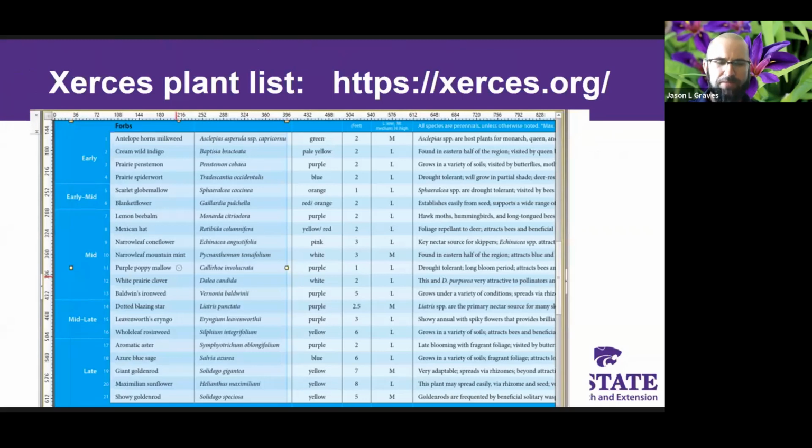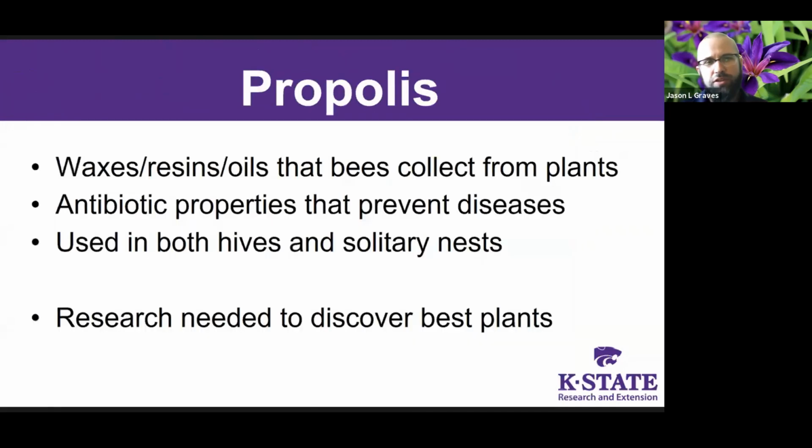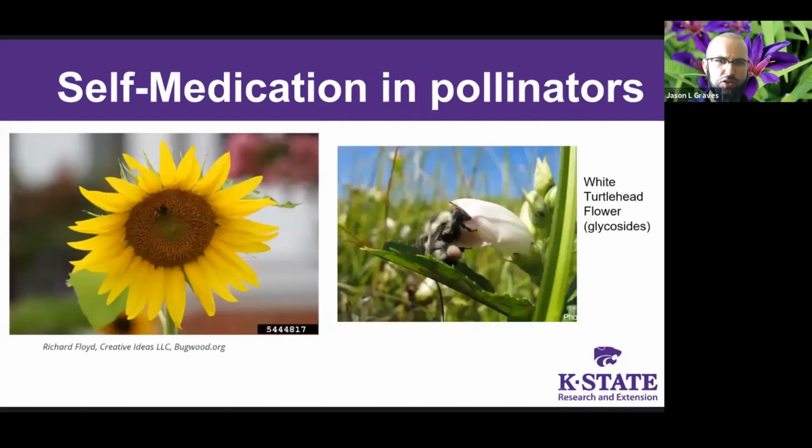The final piece I wanted to mention was propolis, which is an interesting area of research in regard to bees, honeybees and native bees. Bees are also using waxes, resins, and oils from our plants. These things have antibiotic properties that prevent disease, and they use those in their hives and nests to ensure success in reproduction. We don't really know all the best plants, but I thought this was really intriguing for us home gardeners, that this idea of self-medication in pollinators is being researched more and more.